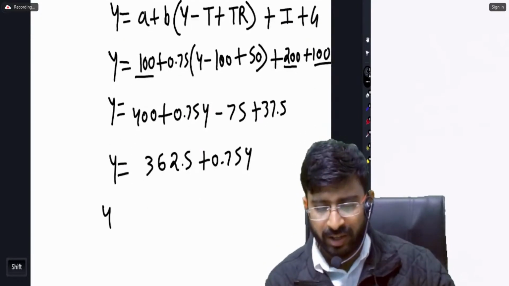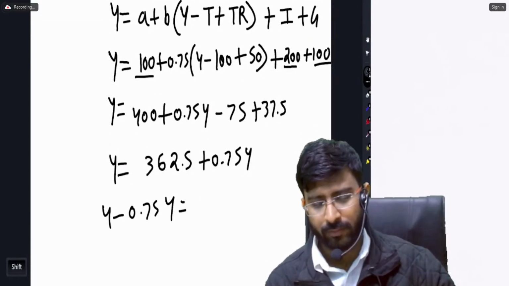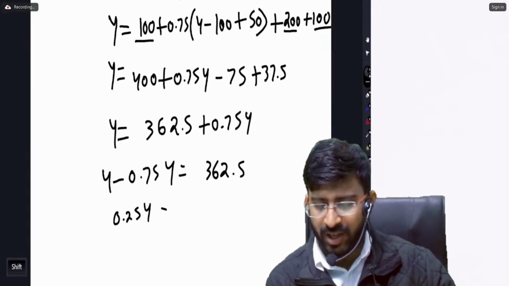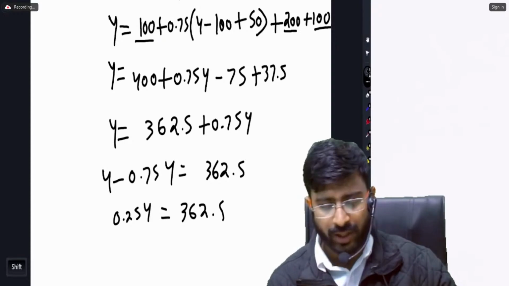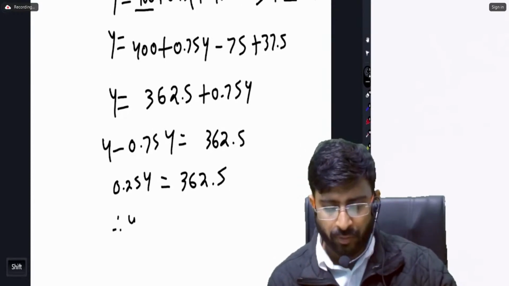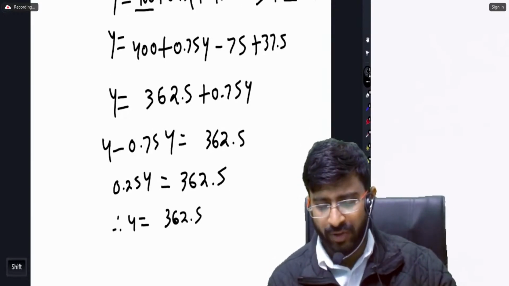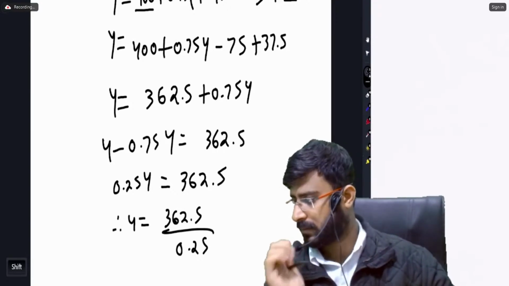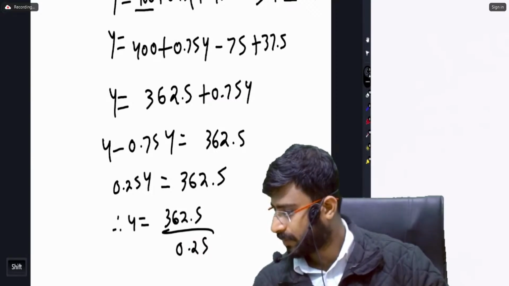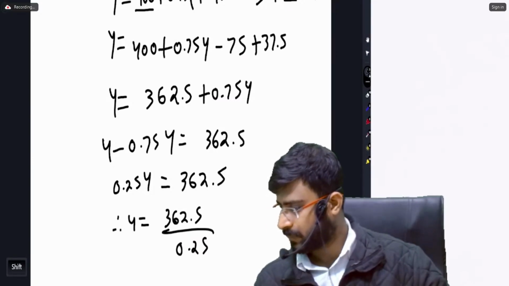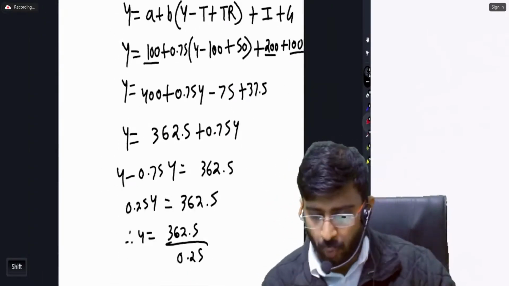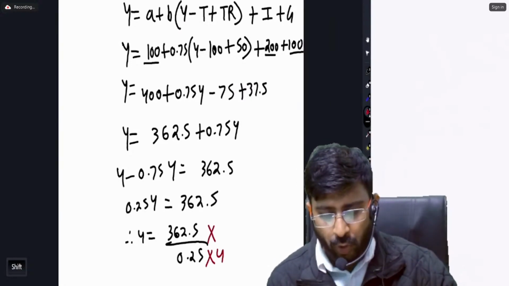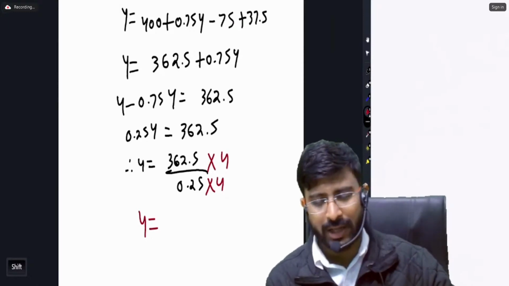So now 0.75 Y on the other side, that becomes 362.5. So 0.25 Y equals 362.5. Therefore, Y equals 362.5 by 0.25. Now, sir, what is it? Since I wanted to convert 0.25 into 1, multiply by 4 into 4. So what is it? You all tell me.